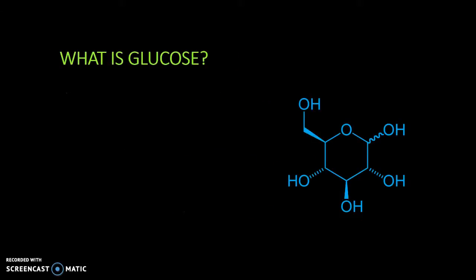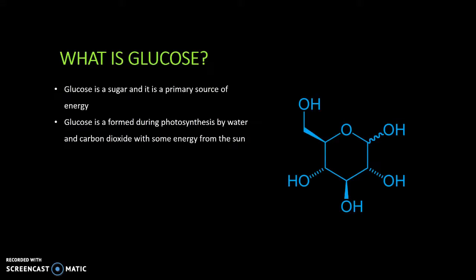So before we go on, because we're about to go through the whole mechanism, let's just talk about what glucose is, because that is what we're talking about, how the GPCRs are used to initiate the breakdown of glucose. So it's a sugar, and it's a primary source of energy in the body. It's formed during photosynthesis by water and carbon dioxide with some energy from the sun, so obviously that's occurring in plants, but we do consume it.